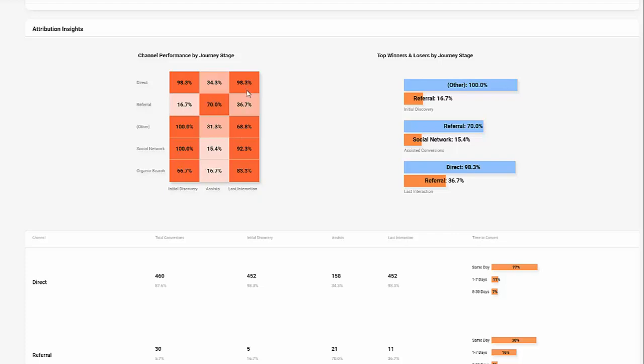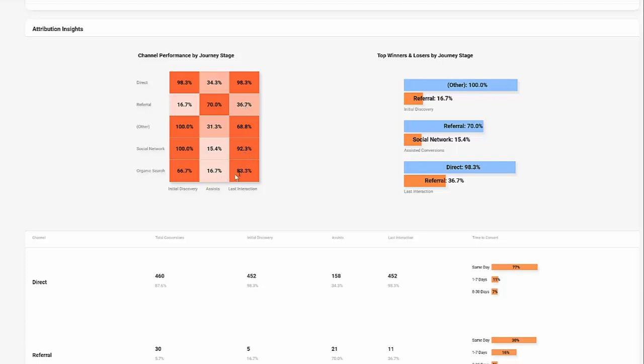And then the last interaction, this tells us where someone made the purchase decision or the sign up decision with Zag. What was their immediate last step before that point? And so with referrals, strangely enough, it's only 36%, even though there's a 70% assist rate.